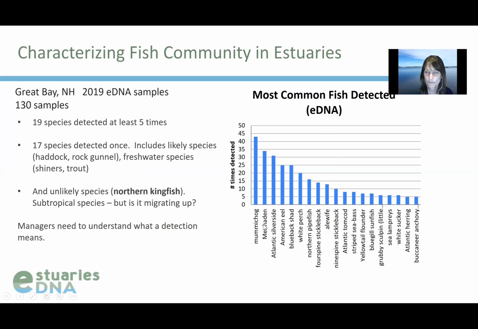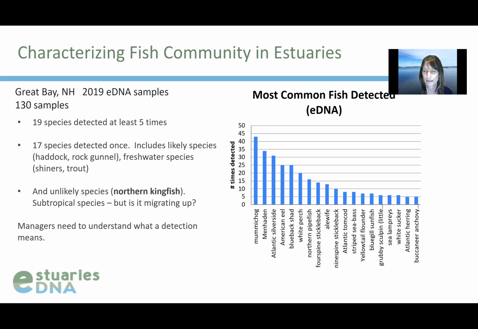And those are species that we know are present, that we expect to see, so they're common, and we commonly see them in the DNA. Then there were 17 species that were only detected once. And those are very likely to be species, like haddock or rock gunnel, that are probably present in the area, or that may be present just offshore. So it's possible that the DNA comes into the estuary, but they're not very prevalent. So it's not entirely surprising we don't see them.